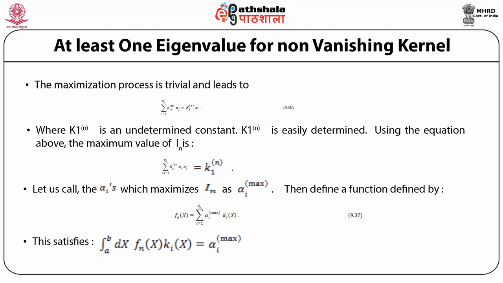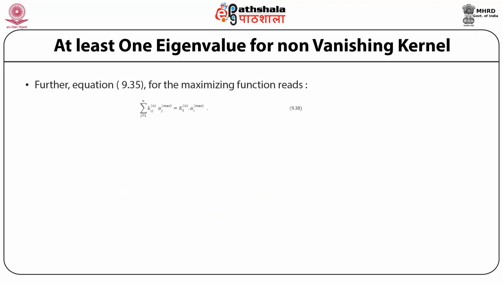They satisfy the integral from a to b dx of f_n(x) k(x) minus alpha i maximum. We have the equation 9.35, which reads the sum over j from 1 to vn of k_ijn alpha j is equal to k_1n of alpha i. Now the maximizing function reads, in this equation where we maximize, the sum over j equal to 1 to n of k_ijn alpha j maximum is equal to k_1n into alpha i maximum.